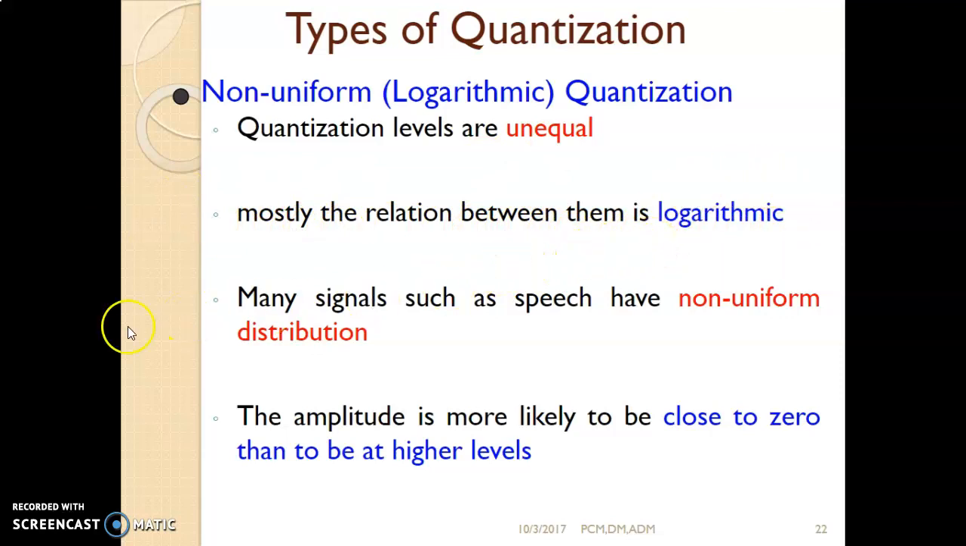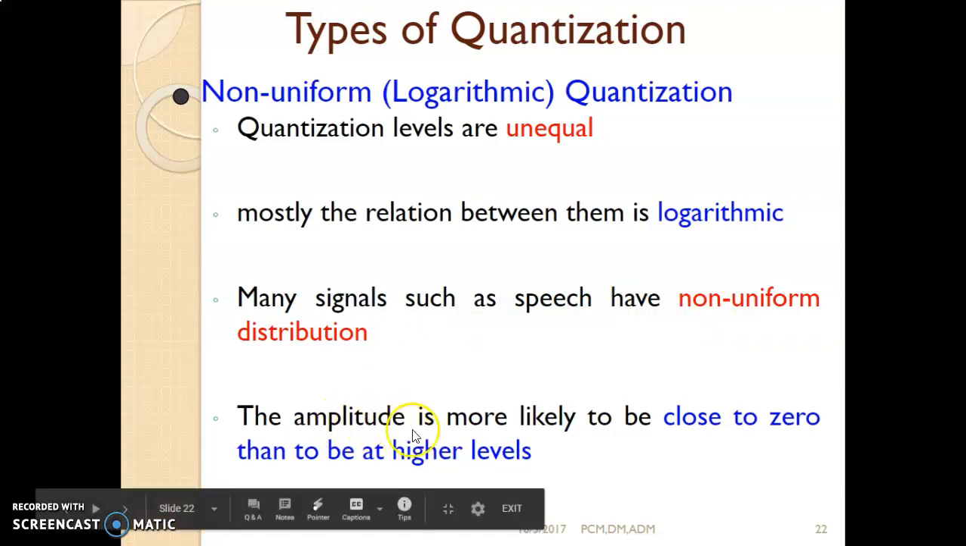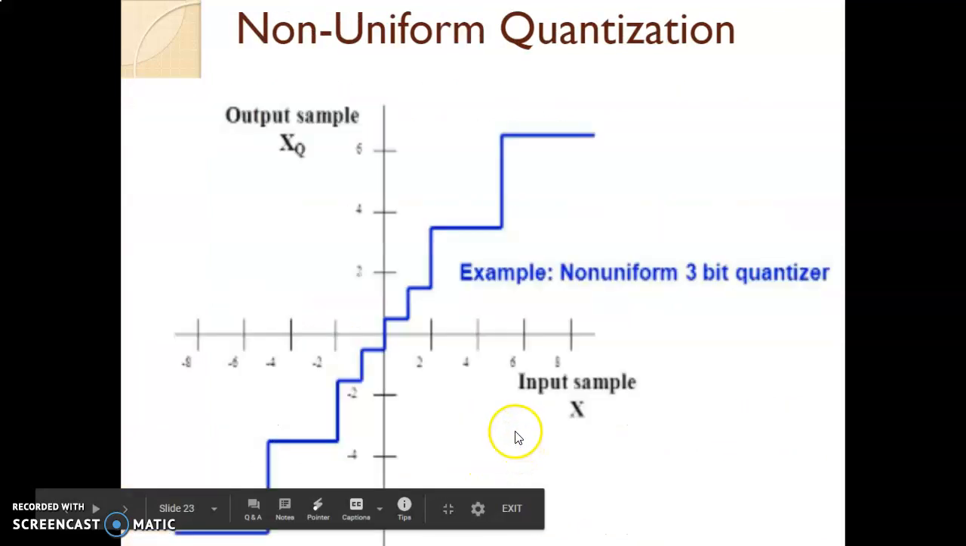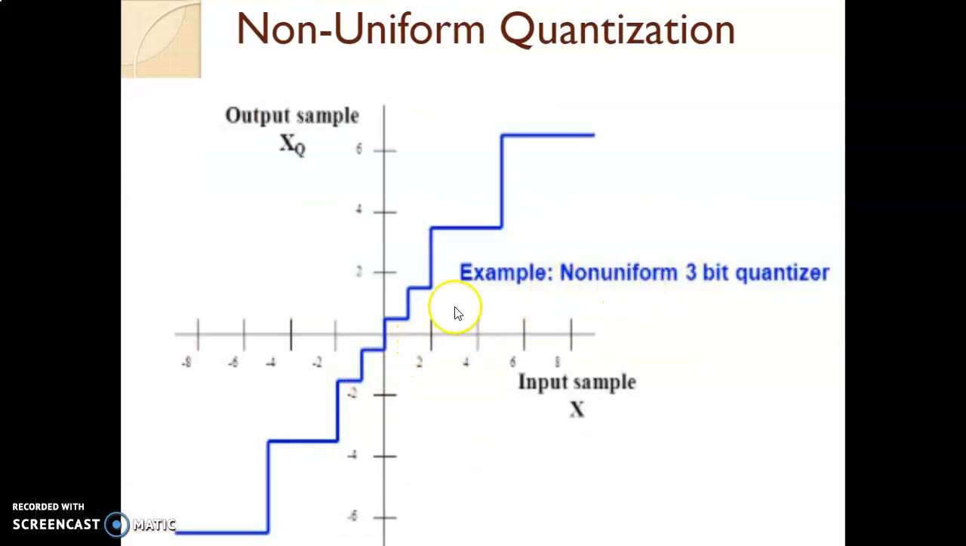This particular quantization is applicable to a speech waveform or the sampling of a speech waveform, because many speech signals will have non-uniform distribution, and therefore the amplitude is more likely to be close to 0 than the higher level. So you can see this is the graph for non-uniform quantization. The step size is very small when you are close to 0, and it increases logarithmically or non-linearly when you are going towards the higher side.